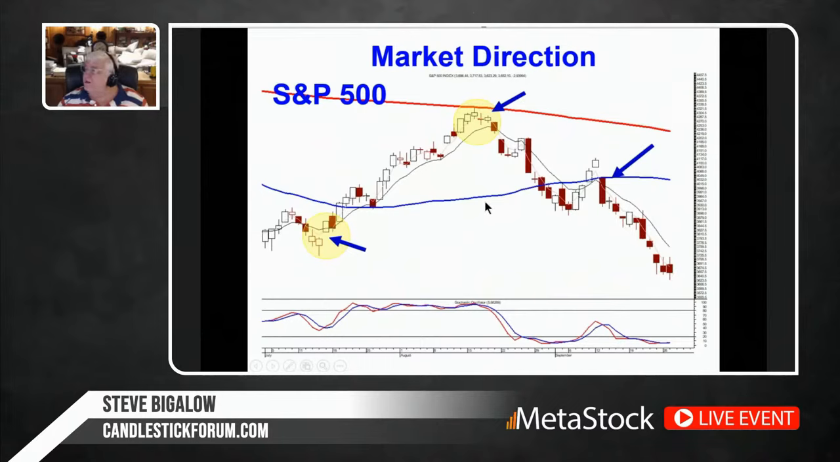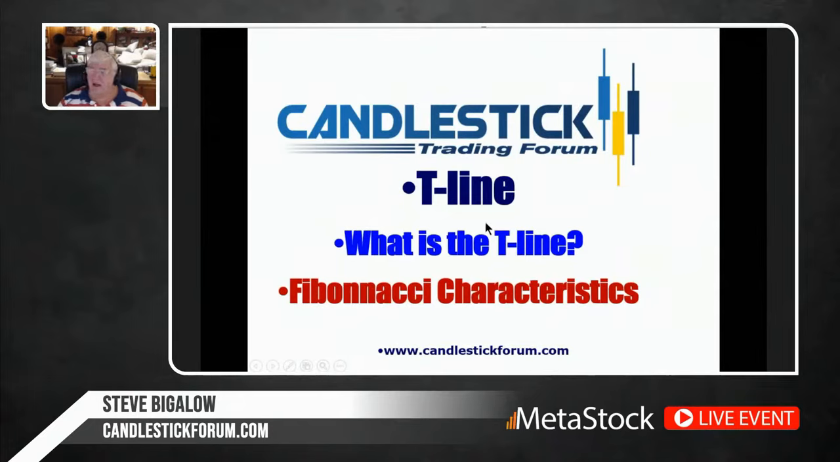Now, again, there's the 50, there's the 200. Here's the T-line. This is a signal or an indicator that is extremely powerful as far as the probabilities of a price move. The T-line is actually the 8 exponential moving average, and it's got what we consider Fibonacci characteristics, meaning it acts like a natural support and resistance level of human nature.